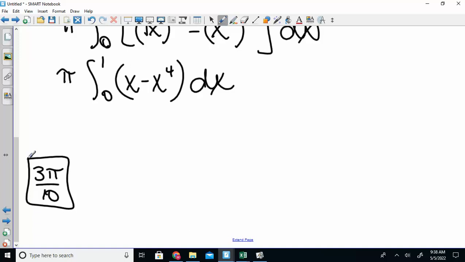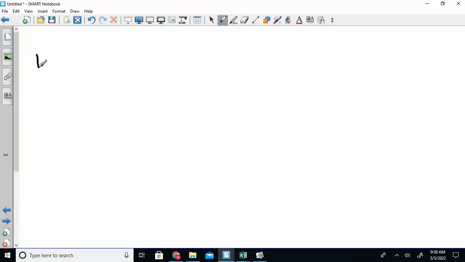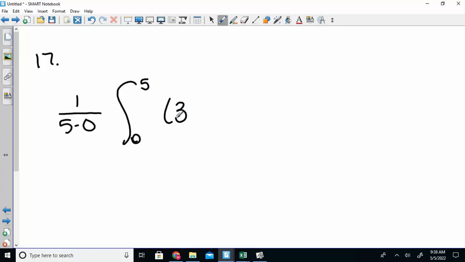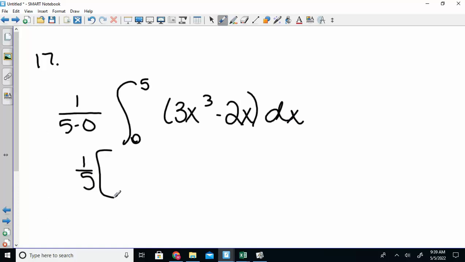The last problem is average value. So if you remember, average value is just integrating, but what do you have to put in front? The fraction, 1 over the length of that interval. So we are integrating from 0 to 5, so you can put 1 over 5 minus 0, interval from 0 to 5, of our function, 3x cubed minus 2x dx.